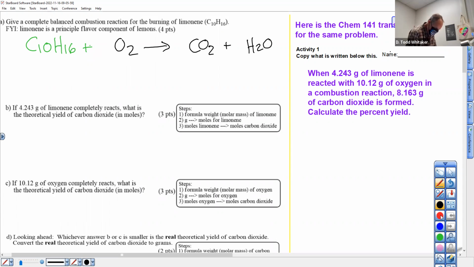10 CO2s and 8 H2Os give 16 H's and 20 O's, 10 C's, right? Now you can do oxygen. That's 20 plus 8 equals 28. How do you get 28 out of this? 14 times 2 is 28. Done. If 4.243 grams of limonene completely reacts, what is the theoretical yield of carbon dioxide in moles?